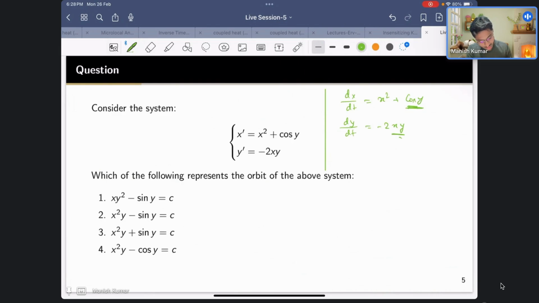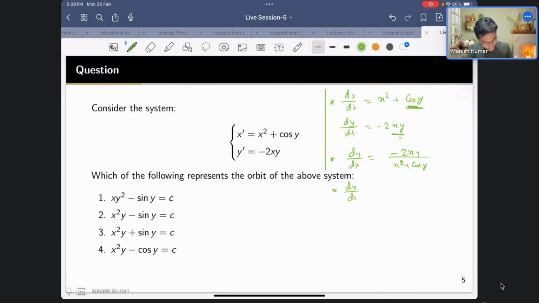So what can we think of? Let's try the other way. We had dy/dx. If you want to write it, the term coming up is minus 2xy upon x square plus cos y. Again this seems a bit complicated, right? We cannot separate it and do integration. Here it might look a bit cumbersome, so you can even try this way.